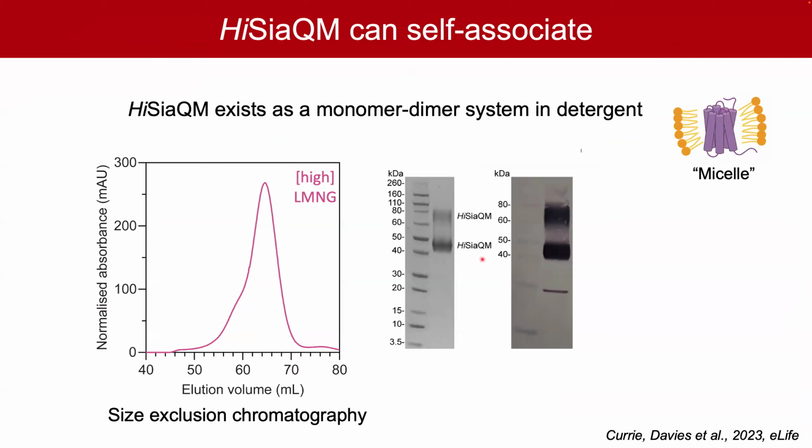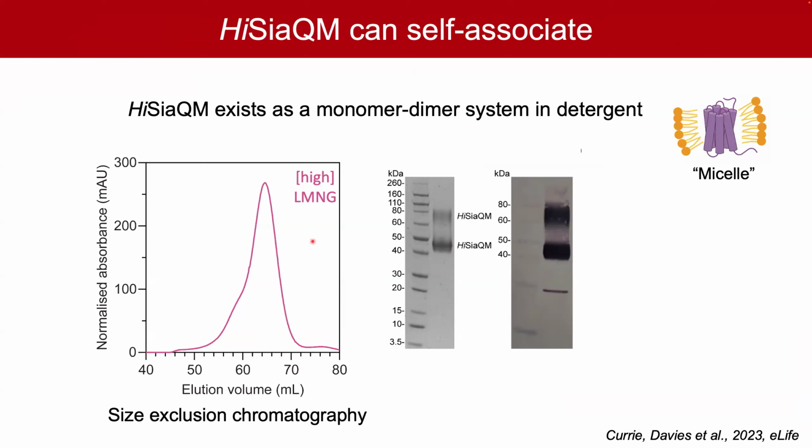And here is an SDS-PAGE, again showing HI SiaQM. So this is the Haemophilus influenzae sialic acid transporter. We see two bands if we do a Western, these two bands here. And at least what could be happening here is you could have dimerization.